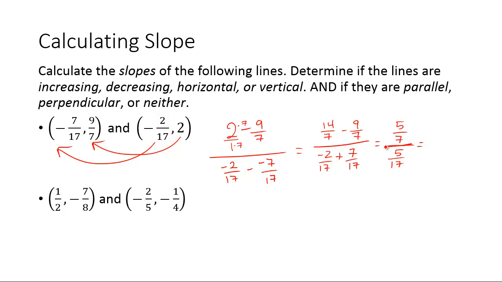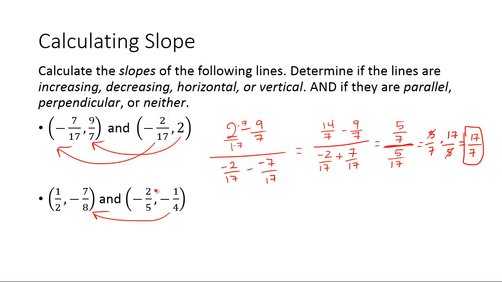Remember, when you're dividing two fractions, that's the same as multiplying by the reciprocal. And so when you multiply these across, you can see that the 5 will be divided by the 5. So you're left with 17/7 as your slope. No simplification there. Let's try this last one here.